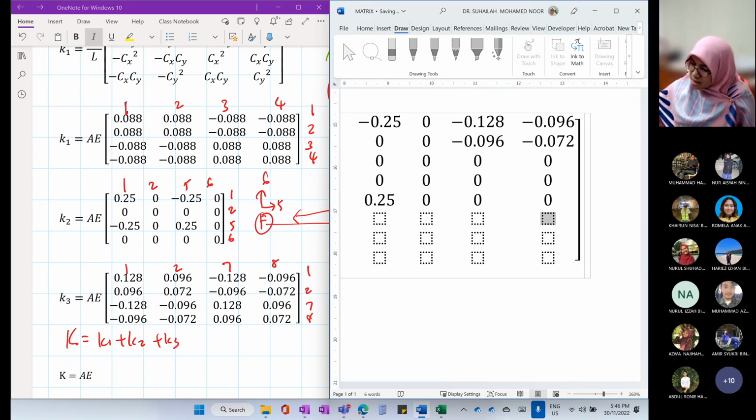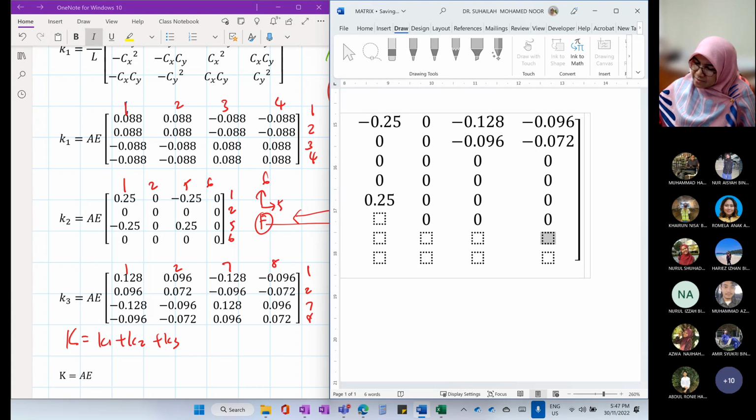Okay, move to 6. Start with 6, 6. Okay, 6, 6. 0. 0. 6, 7. 0. 0. 6, 8. Also 0.